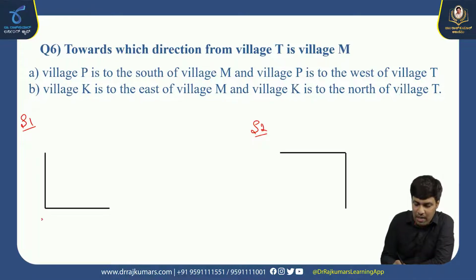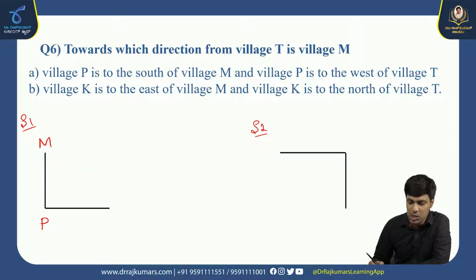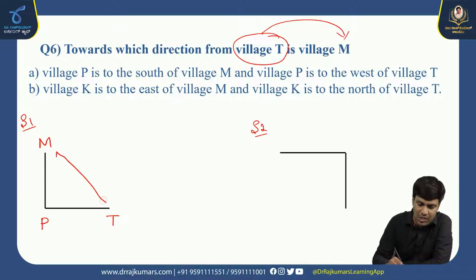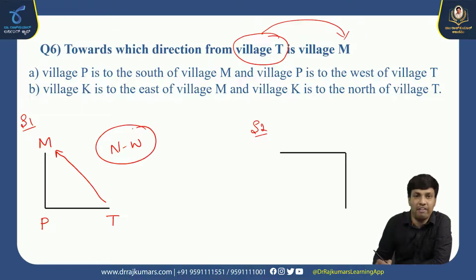Village P is to the south of village M. As per the statement, village P is in the south direction of village M and village P is in the west direction of village T. And they are asking from village T, where is village M? From village T, we have village M in the northwest direction. From statement 1, we have got the answer. Statement 1 is sufficient to solve the above problem.